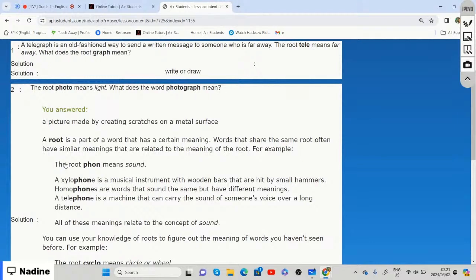We made an example of buy and bye. So all of these words sound the same, but the meanings and the spelling of those words are different. And then a telephone is a machine that can carry the sound of someone's voice over a very long distance. And once again, a root is a part of a word that has a certain meaning, and words that share the same root often have similar meanings that are related to the meaning of the root.